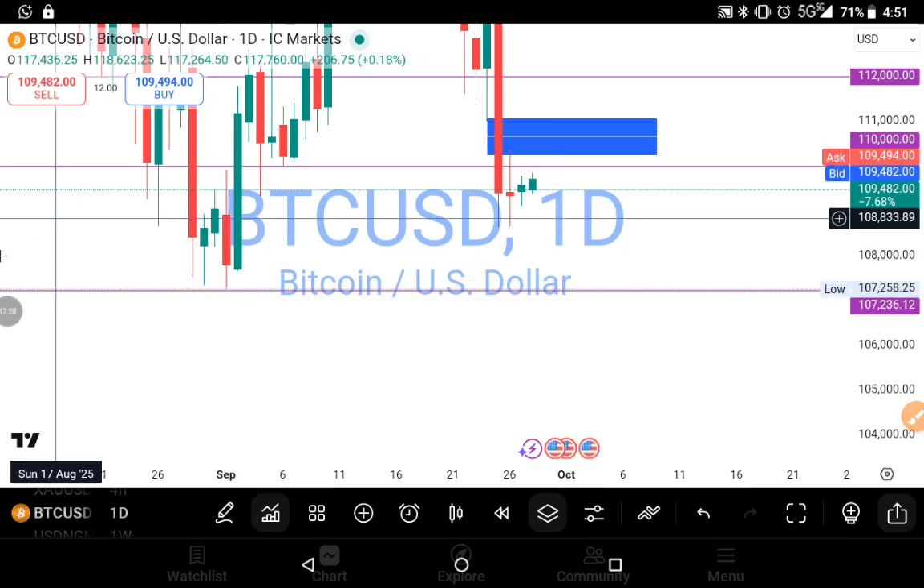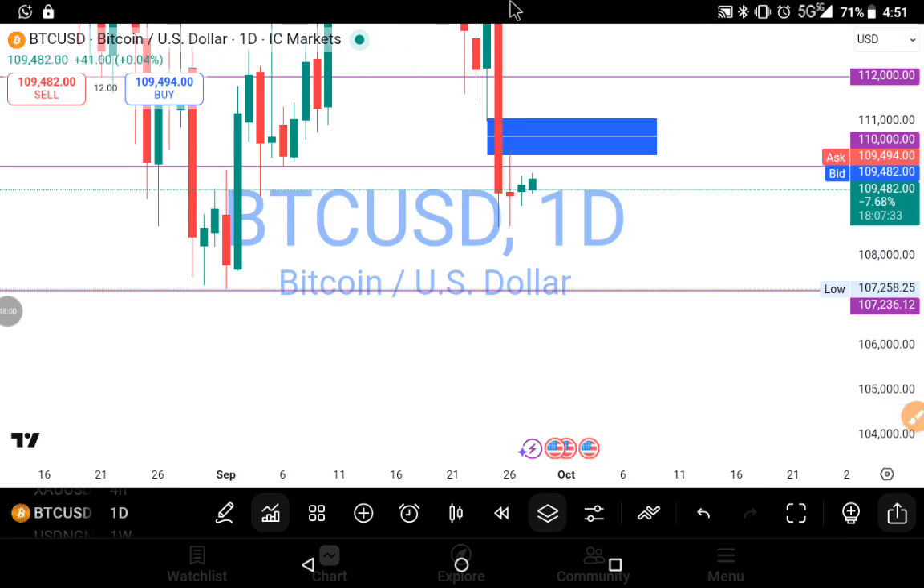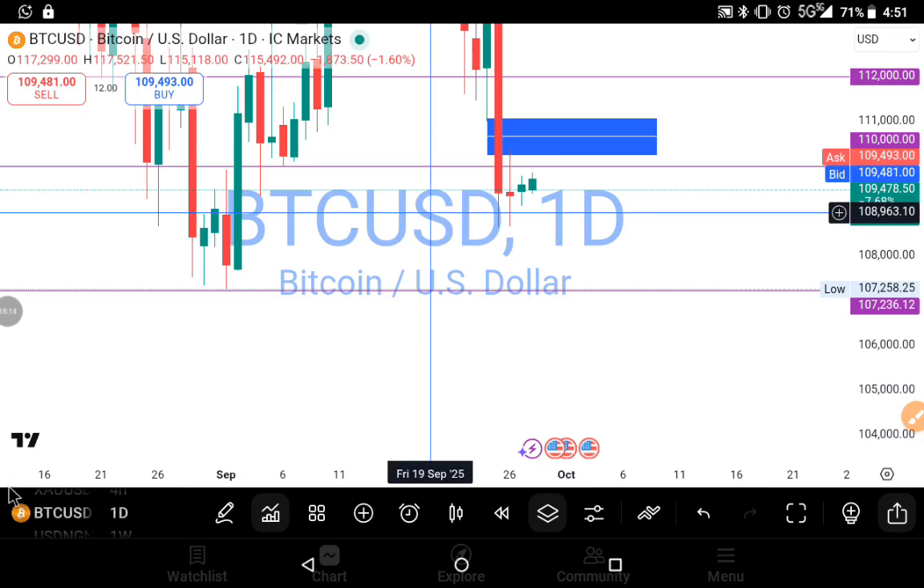So the lowest hanging fruit is around 108,000 on BTC, and possible movement into 107,236.12.